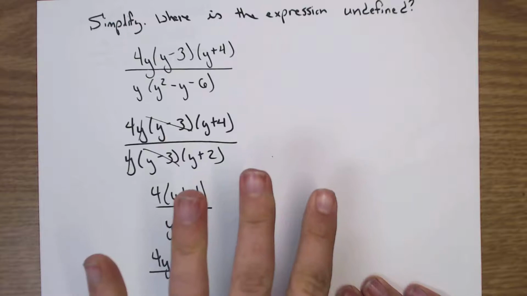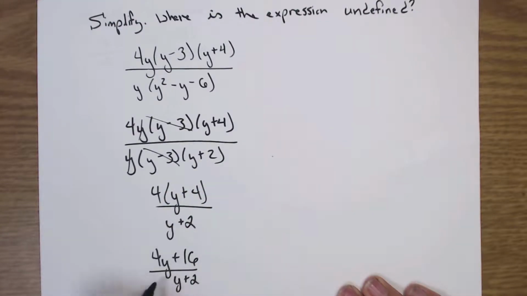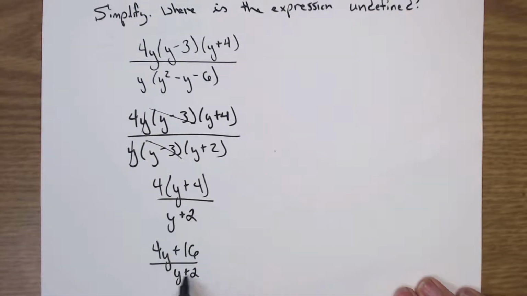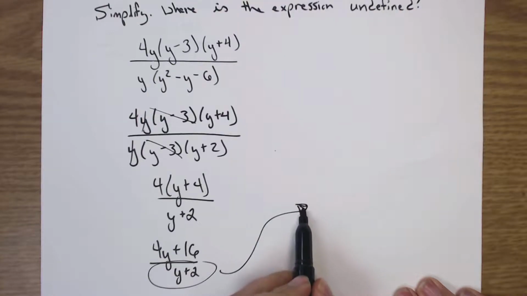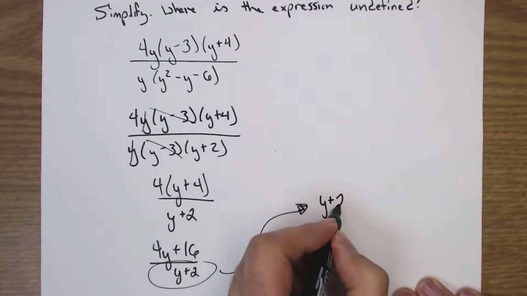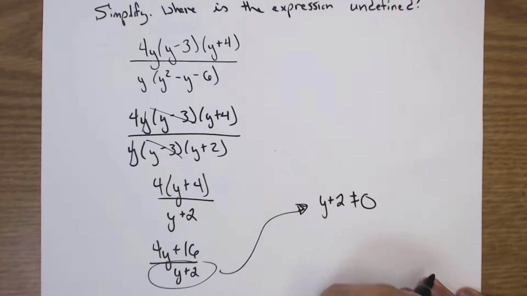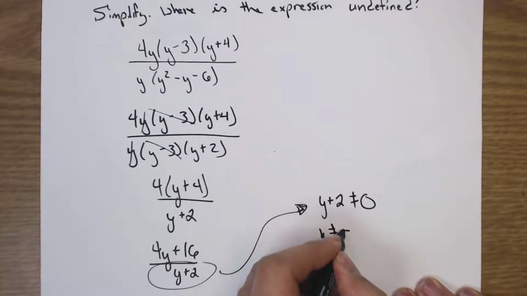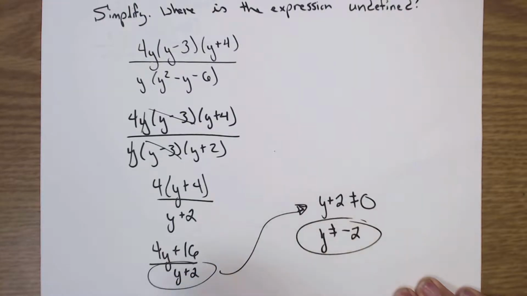Now we're on step 4. So we're going to try and figure out where it is undefined. And that is wherever my denominator equals 0. So I'm going to pull that denominator out: y plus 2. It's not allowed to equal 0. If that happens, the whole thing is undefined. So y cannot be negative 2. So this here is my final answer, and this is us stating where the expression is undefined. Let's keep going with that.